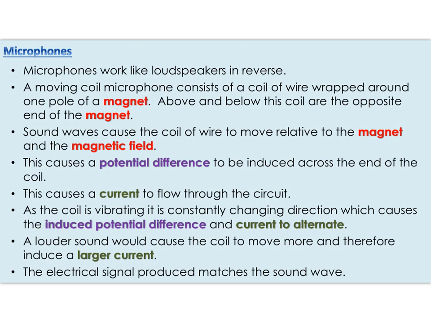A louder sound will cause the coil to move more and therefore induce a larger current. Now the electrical signal produced matches the sound wave, so if you speak more loudly you get a larger movement of the coil, which means that you get a larger potential difference being induced, which leads to a larger current. And so the spikes in the current, the size of the current, and also the frequency of the current match the sound waves that we use to produce it.